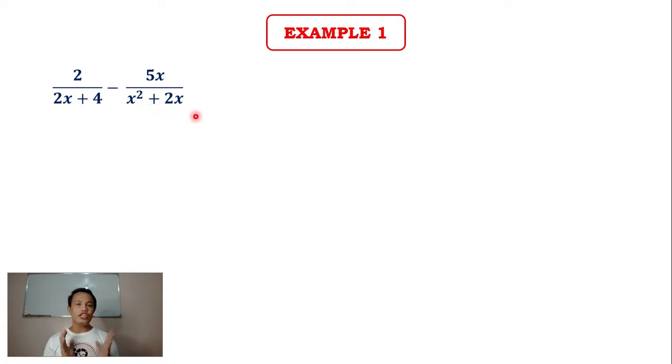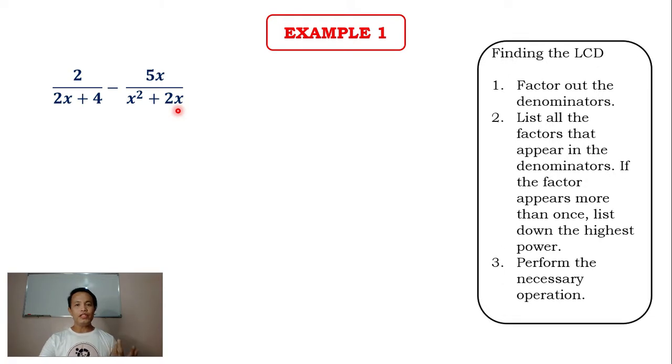In addition and subtraction of rational algebraic expressions, just like in the previous video, we need to find the least common denominator, or the LCD. We have here the two denominators, 2x plus 4 and x squared plus 2x. So what is the LCD? In my previous video, I presented the steps in finding the least common denominator. The first step is to factor out the denominators completely.